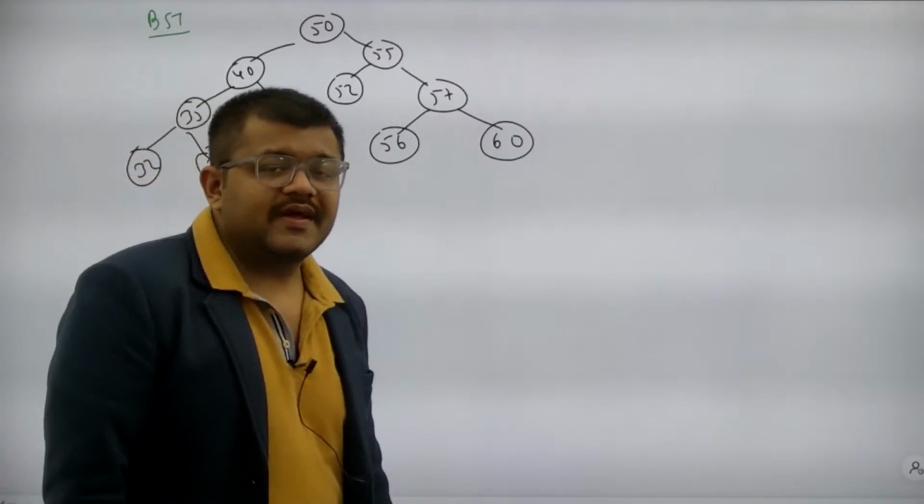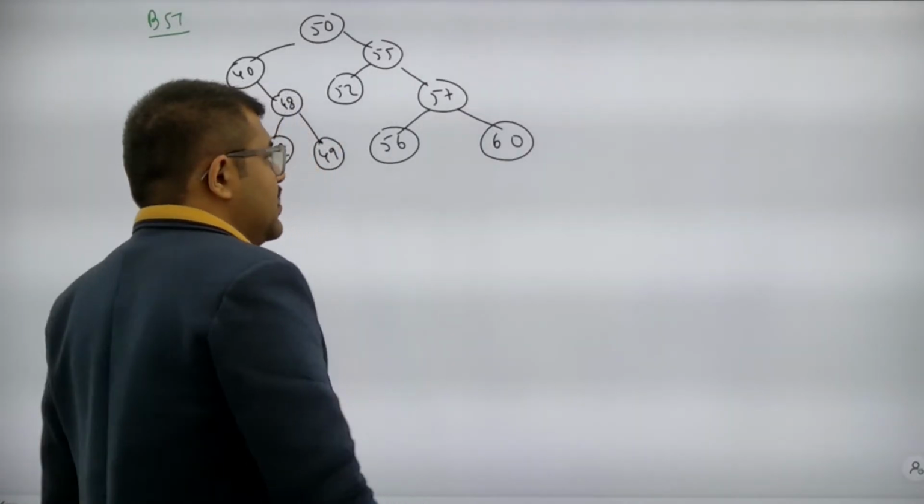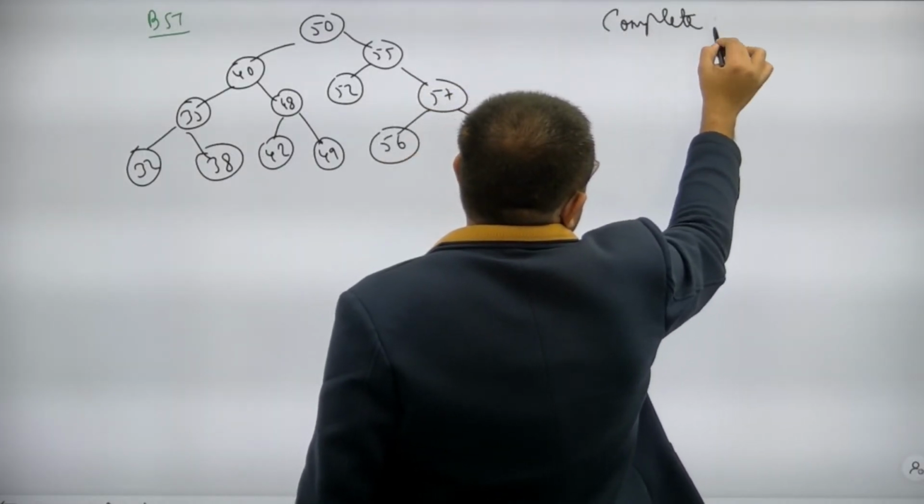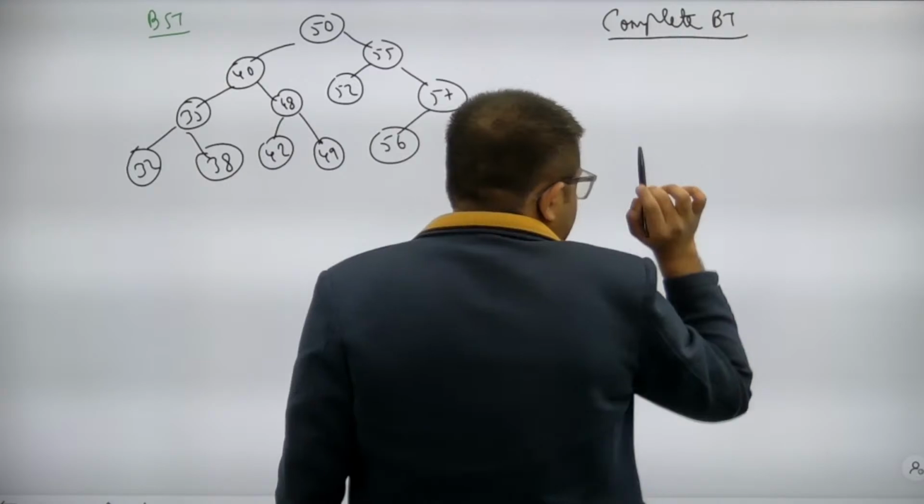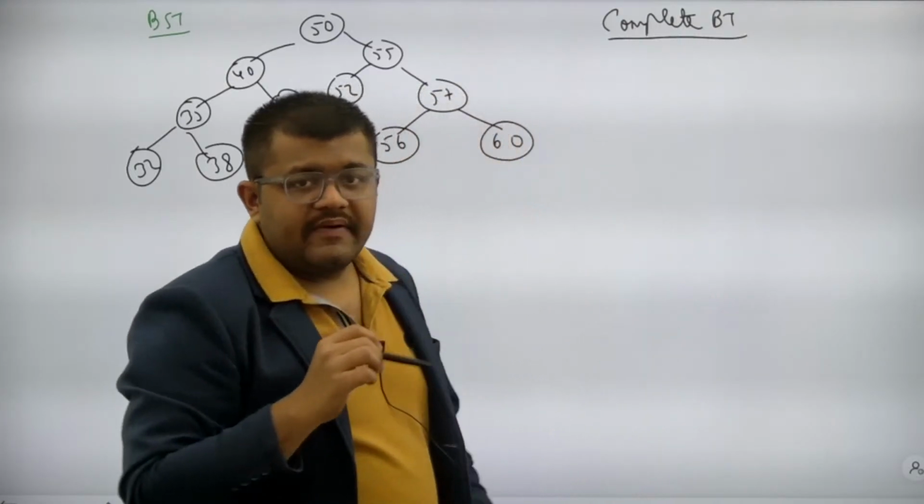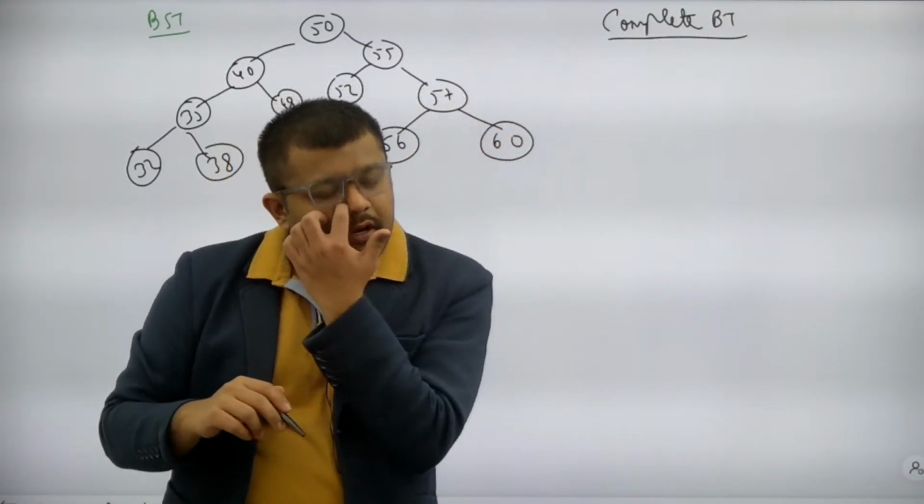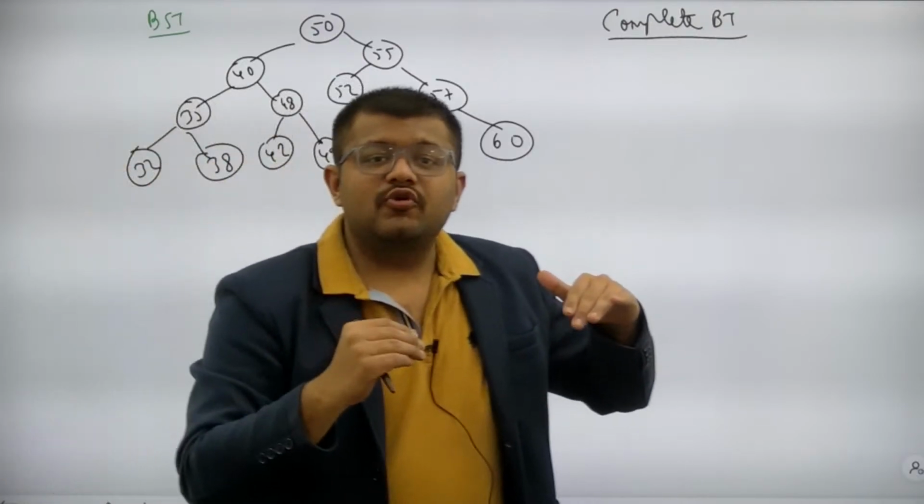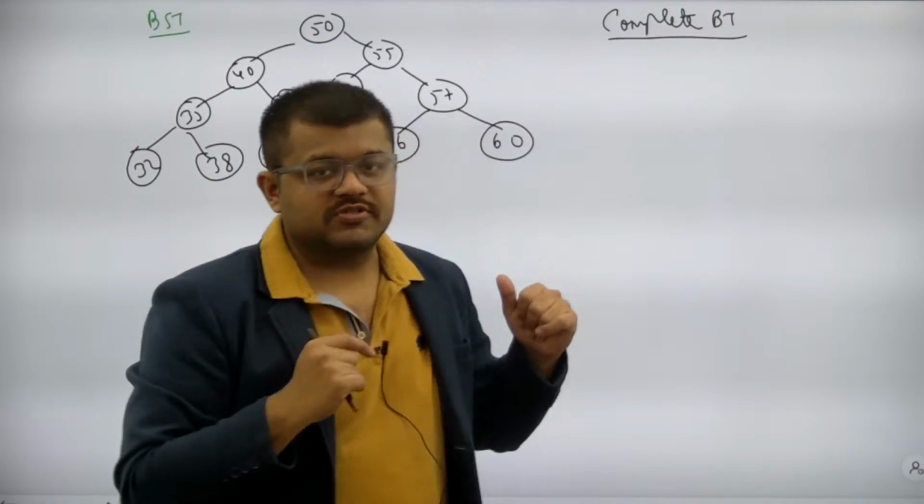Now they have said that it is also a complete binary tree. Now what is the meaning of complete binary tree? Complete binary tree means all the levels until the second last level of the binary tree are filled completely, and the last level nodes are as left as possible.